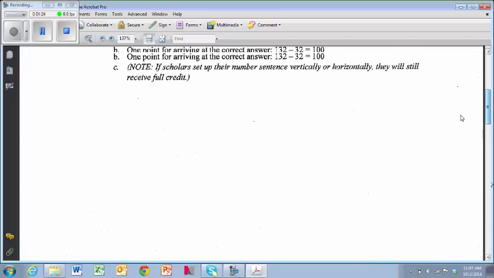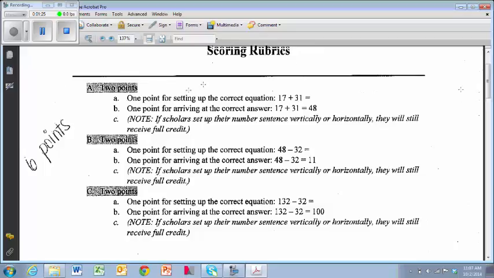So if you go up here, you'll see that it also has a note that if they set up their number sentences vertically or horizontal, it doesn't matter, they still receive the full credit. And that's true for each of the parts to this question.